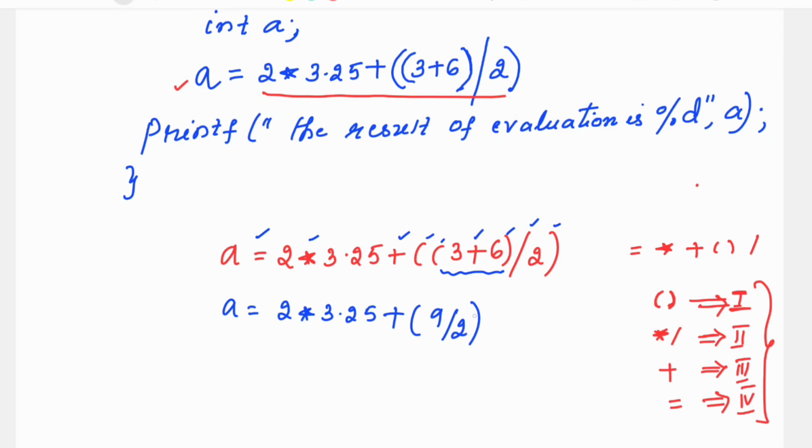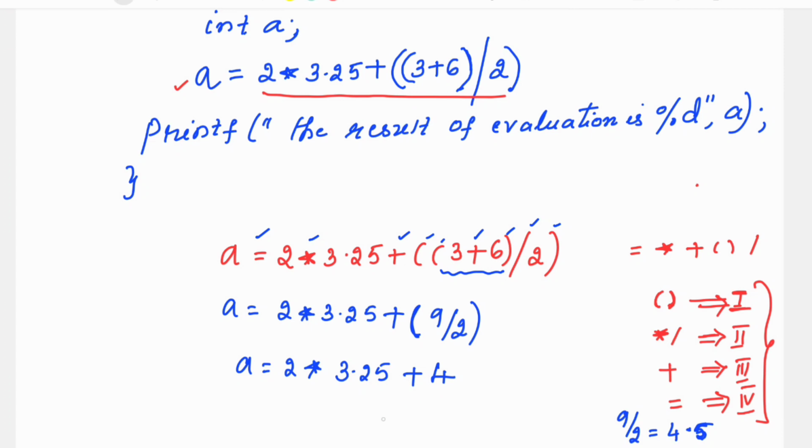Now once again in this expression you have the opening and closing parenthesis. So now this has got the highest precedence over the plus, multiplication and assignment. So this will get evaluated. Now what you will get: 2 into 3.25 plus 9 divided by 2. When you carry out this division, 9 divided by 2, you will have 4.5. But since both these operands are integers, 9 and 2, the number appearing after the decimal point will not be included. The answer will only be the integer part. So the answer is 4 here.